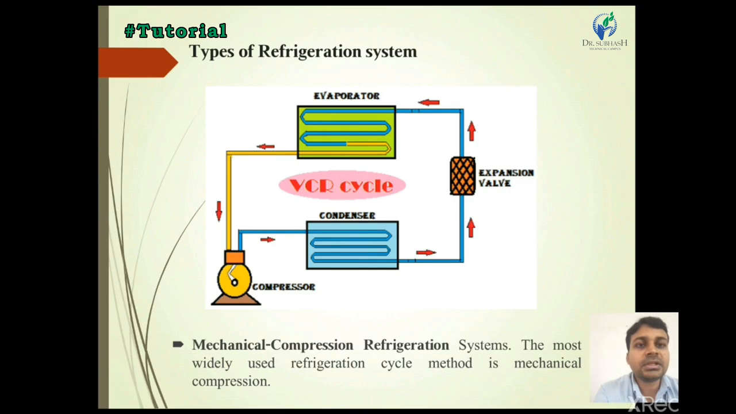Compressor is the first component. The second component is the condenser. The third component is the expansion valve, and the fourth component is the evaporator. The compressor is the heart of the refrigeration system in a VCR cycle. It is a pumping system that moves the refrigerant from all components to the compressor.